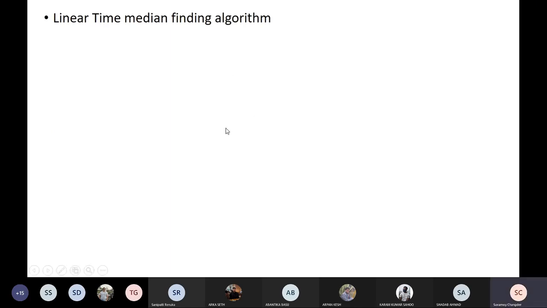Okay. So hope you can remember in the last class we have discussed the algorithm to find the linear time median finding algorithm, to find the median, that is kth smallest element, where the worst case time complexity is linear.